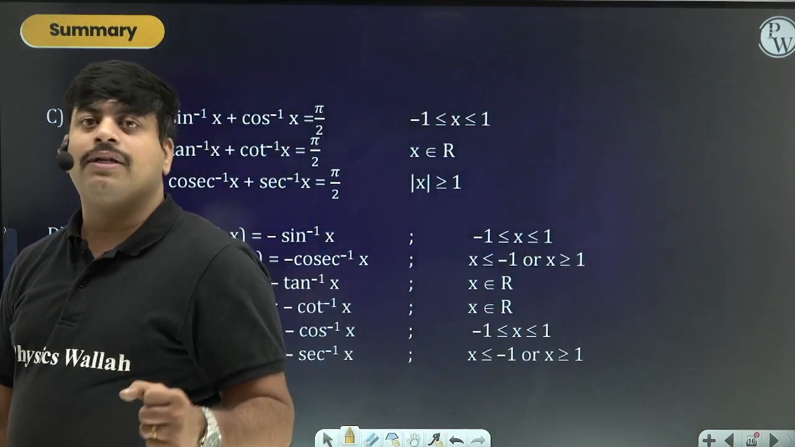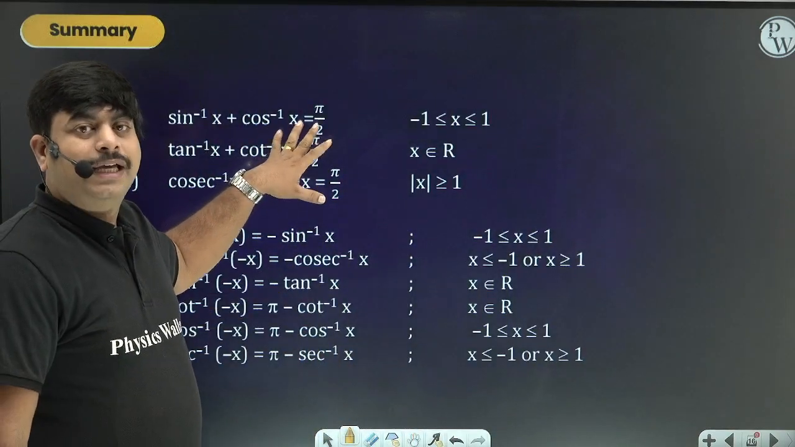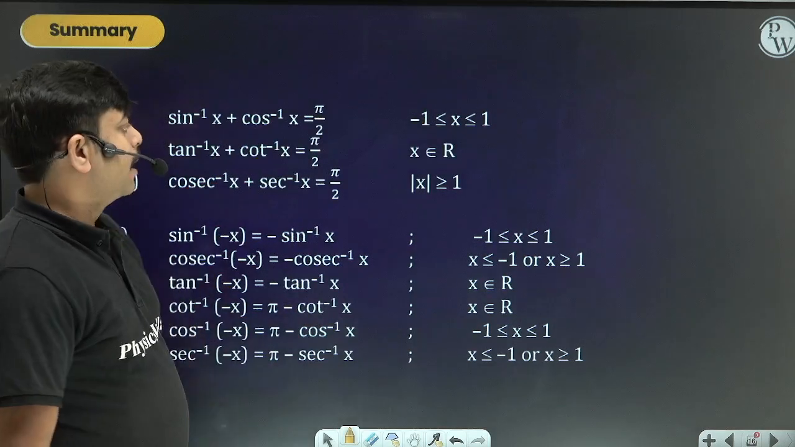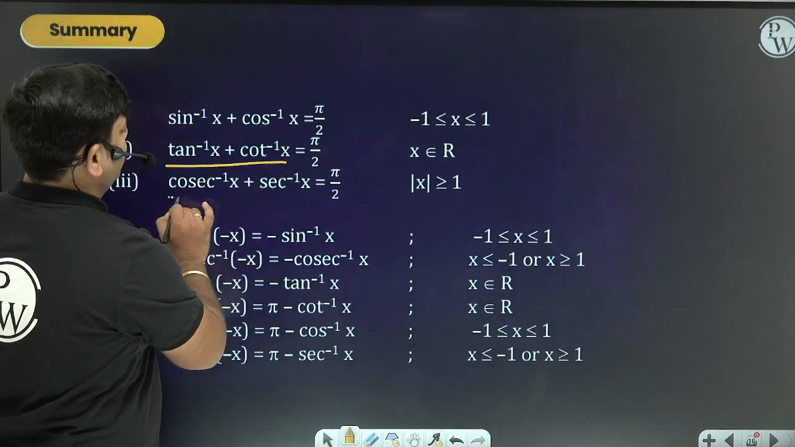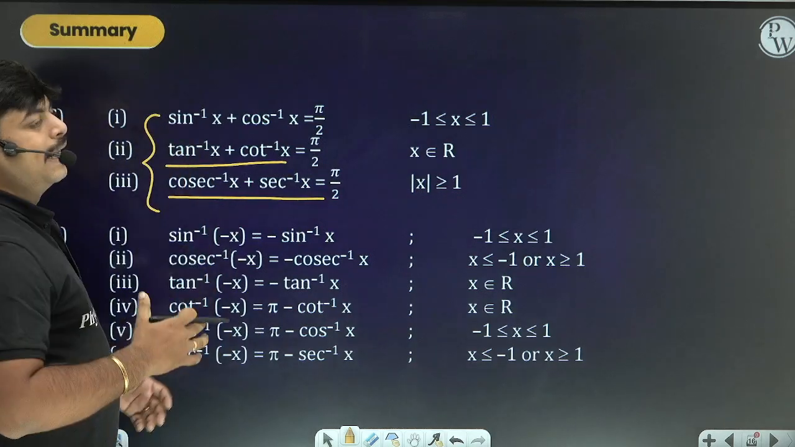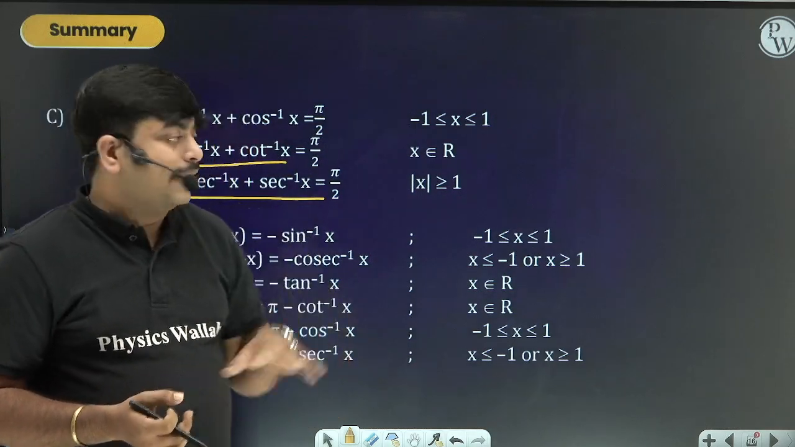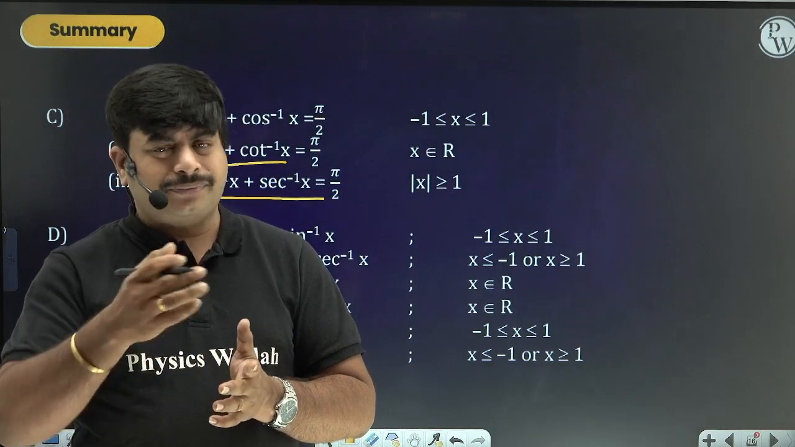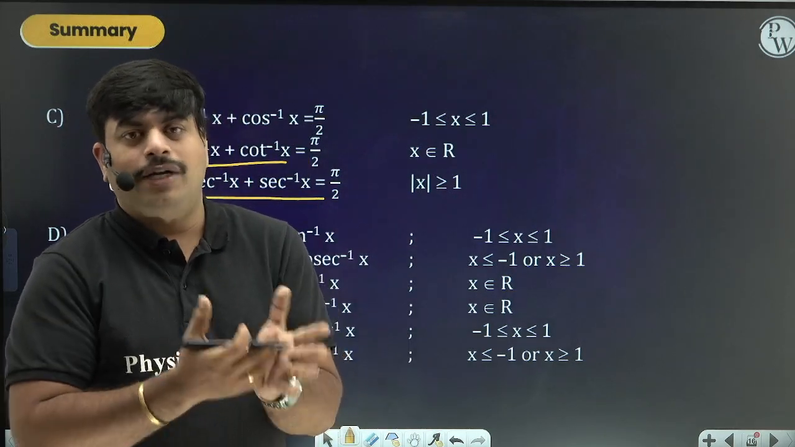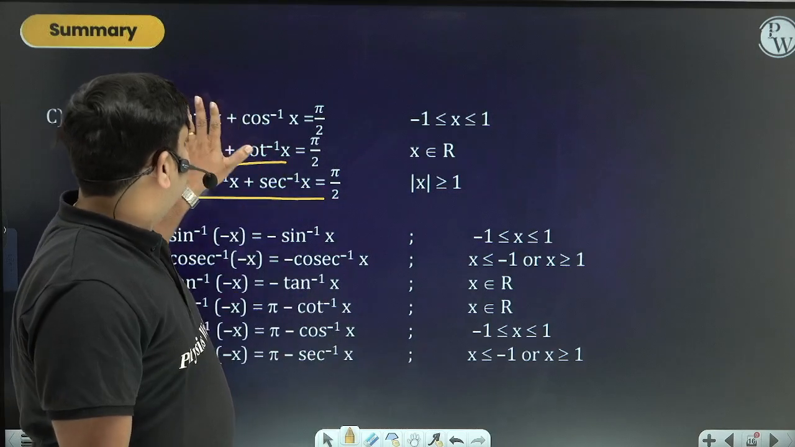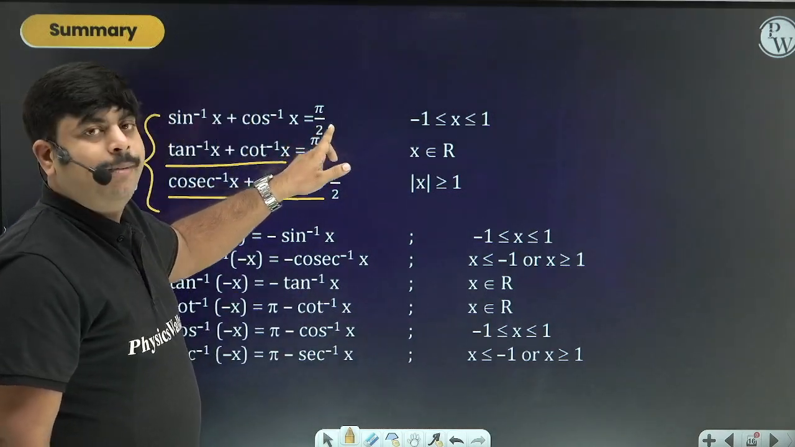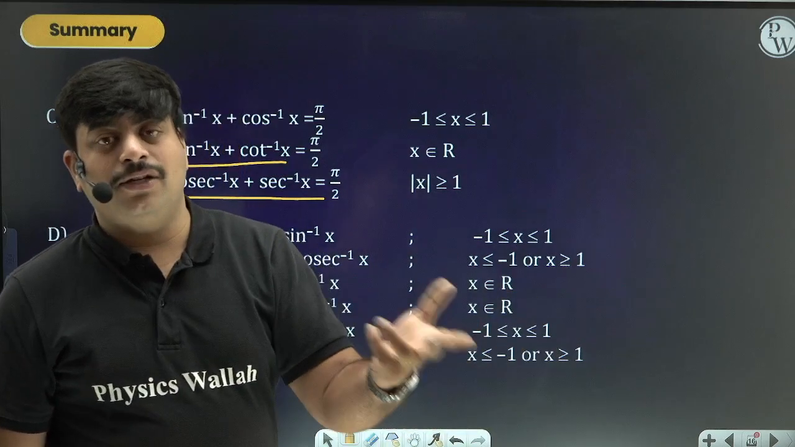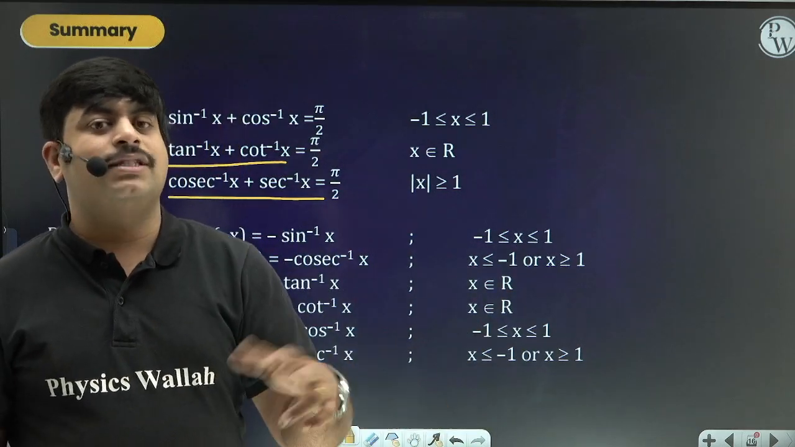Sine inverse x plus cos inverse x is equal to pi by 2. And when I say this pi by 2, again, the same thing: x should lie in that interval, minus 1 to 1. Or else we'll not get the answer. The same way, tan inverse x plus cot inverse x, and cosecant inverse x plus secant inverse x, is equal to pi by 2. In other words, I can say that these angles are complementary. Sine inverse x, whatever answer we're getting, that is an angle. It's not the length of the side or ratio of the sides. It is an angle. So these angles, when added up, give pi by 2, we know that they can be named as complementary angles. So sine inverse and cos inverse are complementary. Tan inverse and cot inverse are complementary, like that.